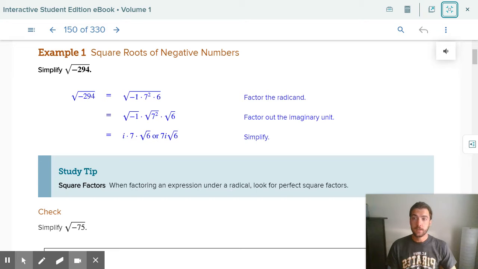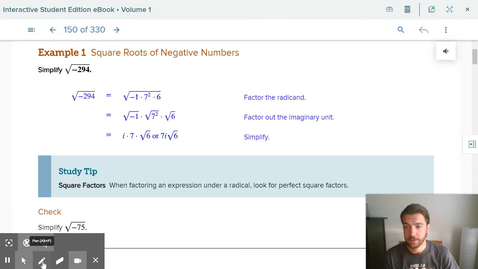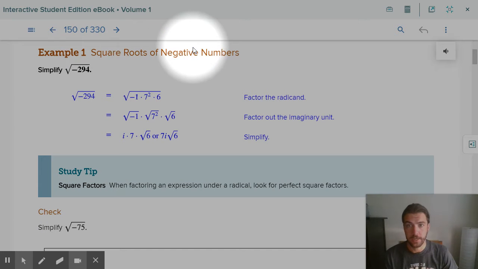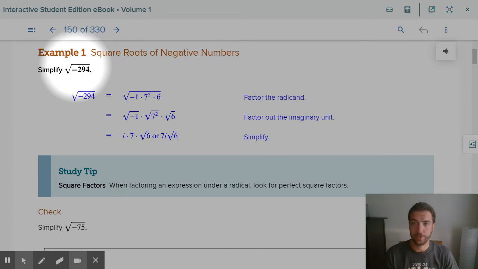Hello, so let's take a look at example one together. Example one is on the topic of just a very basic square root of a negative number. We're going to try to figure out what is the square root of negative 294. Well, it's going to be some sort of imaginary number because the only thing that can be the square root of a negative is our new system, the imaginary numbers.